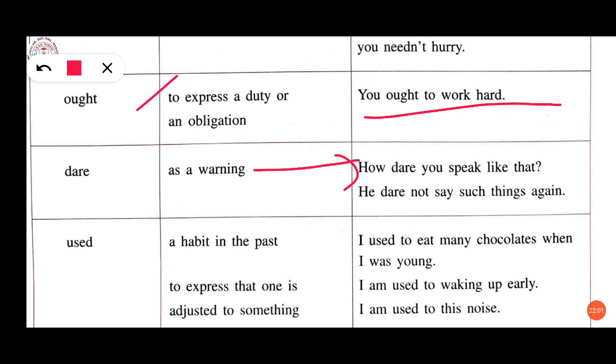Okay, now used. Where to use this used? A habit in the past. See the habit, like I used to eat many chocolates when I was young. This is your habit which you used to do in the past. Also to express that one is adjusted to something: I am used to waking up early. I am used to this noise, means every day you are listening to that noise, so that is nothing new for you. So you are used to that.